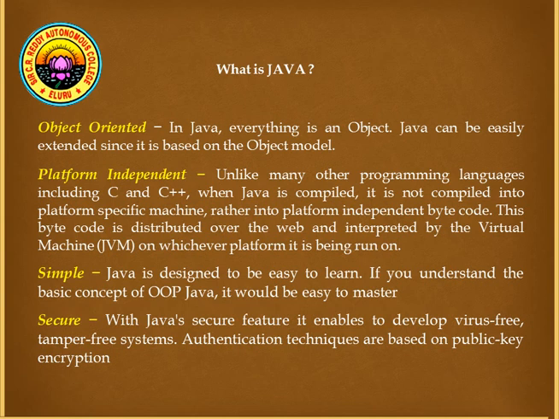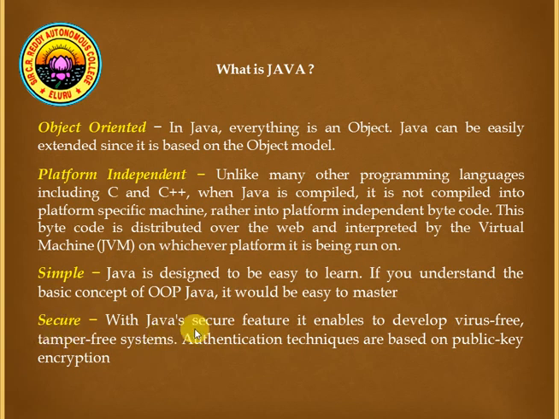Security. With Java, the secure feature is enabled to develop virus-free and tamper-free systems. A tamper-free system prevents hacking of your data by providing authentication techniques based on public key encryption. Public key encryption is a kind of technique to provide authentication to access your data. That kind of feature is treated as secure.